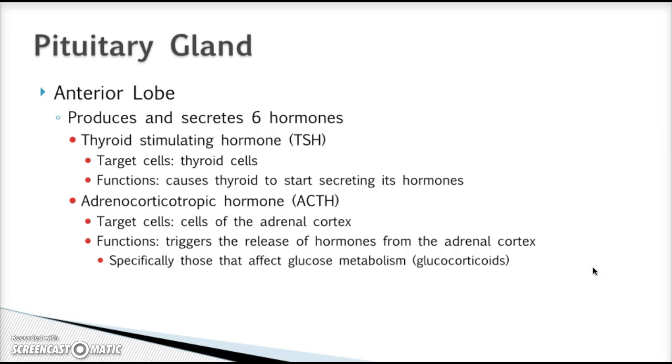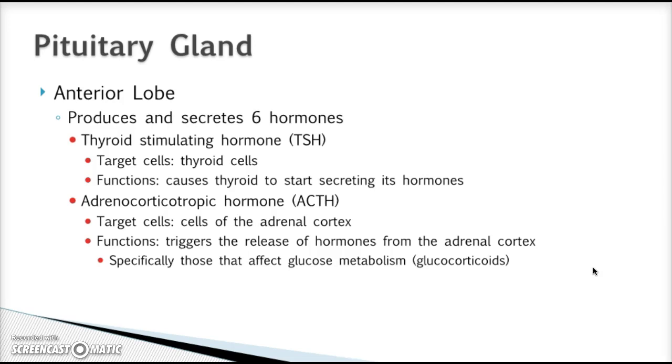The anterior lobe of the pituitary produces and secretes 6 hormones. These have many targets and functions. Some are fairly simple if you think about their name. For example, thyroid stimulating hormone, or TSH. Its target cells are in the thyroid, and it causes the thyroid to start production and secretion of its hormones. Earlier, we called it thyrotropic hormone.